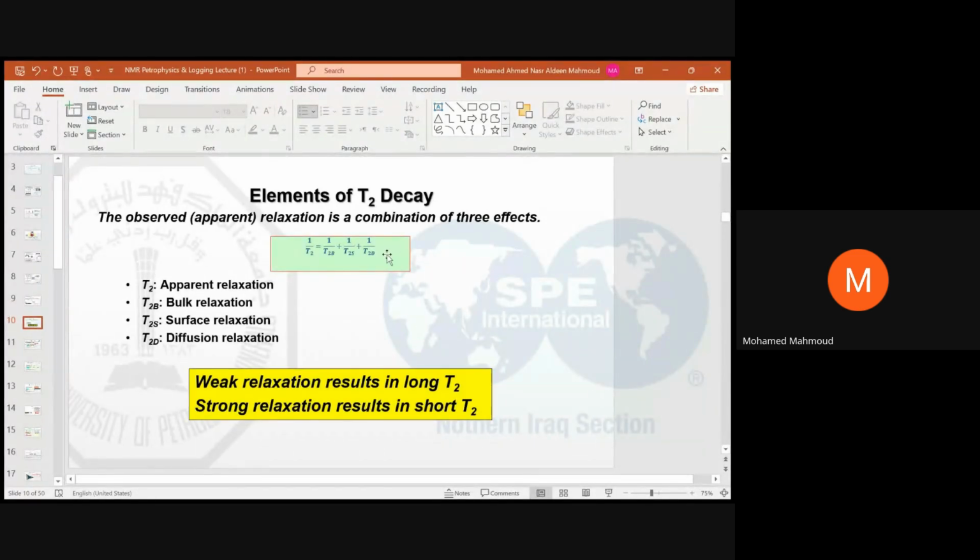So the elements of the relaxation time, the T2 decay. We said it is the time it will take for the spin to dephase in the XY direction from a B1 magnetic field to a B0 magnetic field. This is the time it will take to relax. So this is the apparent relaxation time, and it actually consists of 3 sub-relaxation times: the bulk relaxation time, the surface relaxation time, and the diffusion relaxation time. Weak relaxation means longer T2, and strong or fast relaxation means short T2.